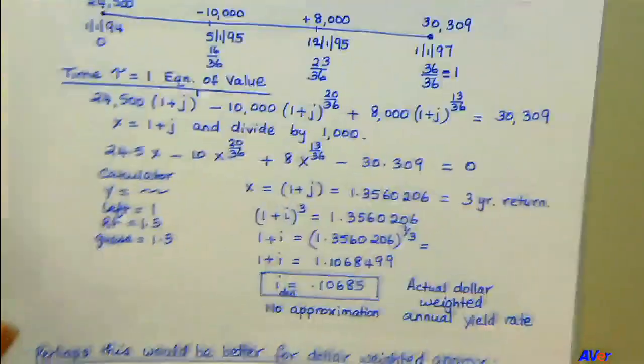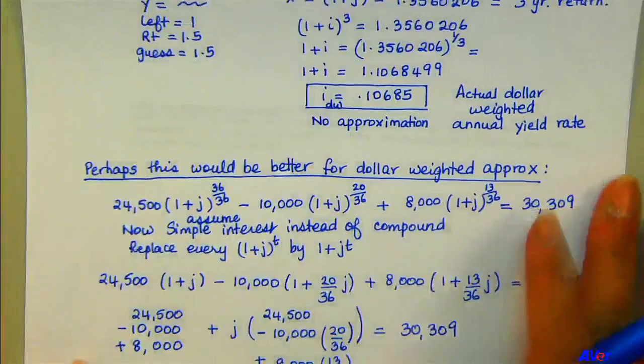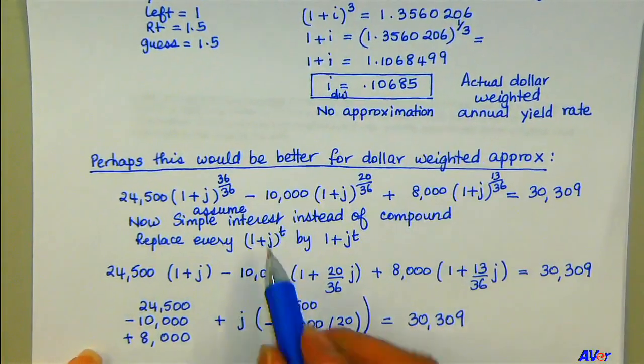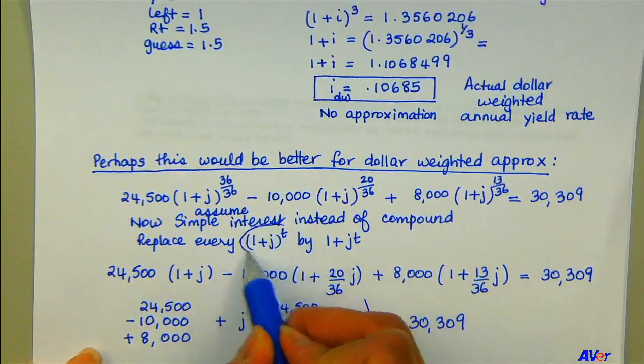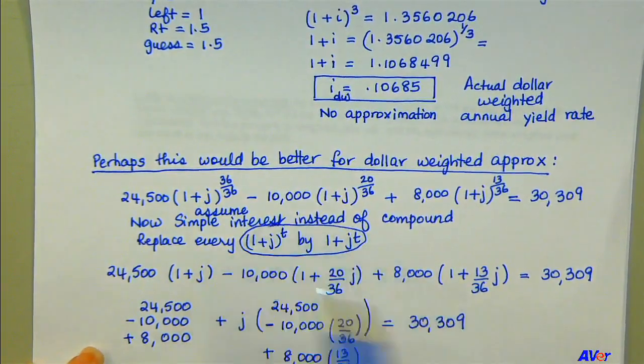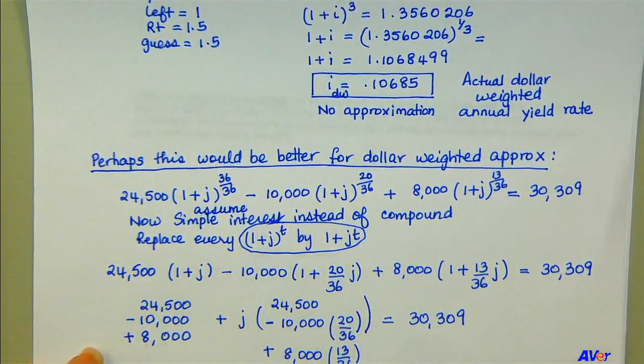So it's exactly the same, and you don't have to memorize anything. You just have to write out your timeline and then replace every (1 plus j) to the t by 1 plus jt, and it would give you the same answer. That's exactly what was going on in that previous approximation that we were doing. Are you with me or no?